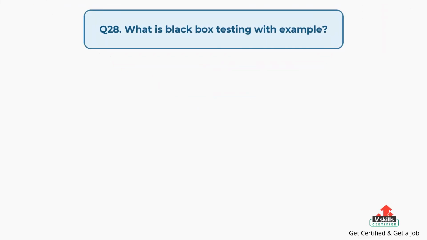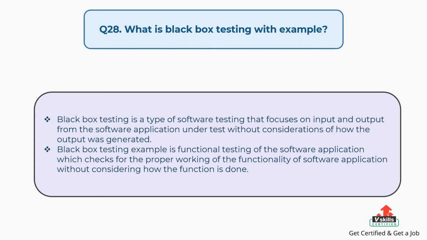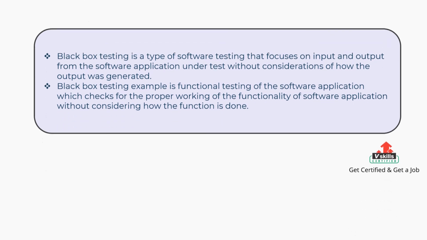Question number 28. What is black box testing, with example? The answer is: black box testing is a type of software testing that focuses on input and output from the software application under test without considerations of how the output was generated. Black box testing example is functional testing of the software application, which checks for the proper working of the functionality of software application without considering how the function is done.